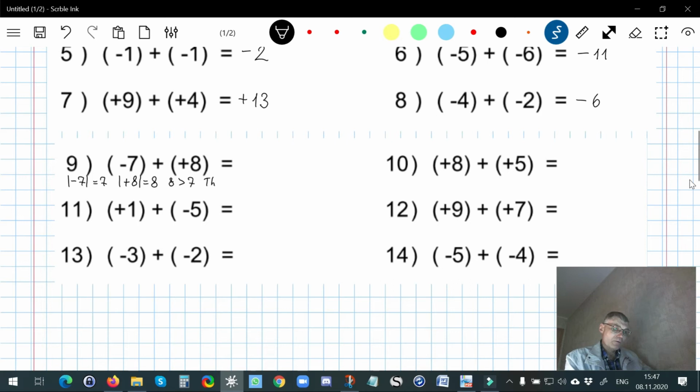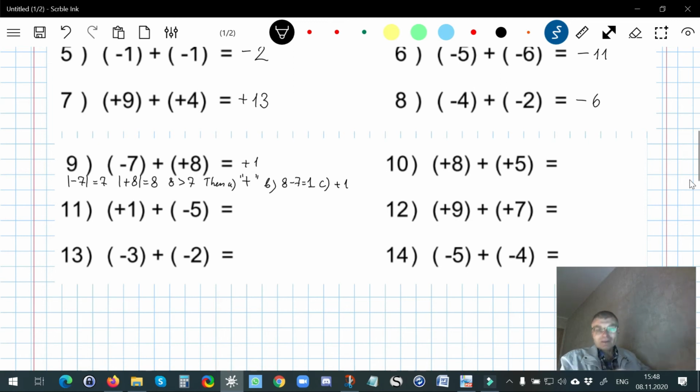Then A, the sign is positive. I wanted to write this negative, no, positive. B, I subtract 8 minus 7. 8 minus 7 gives me 1. And C is the answer, positive 1. That's it, positive 1. Number 10.